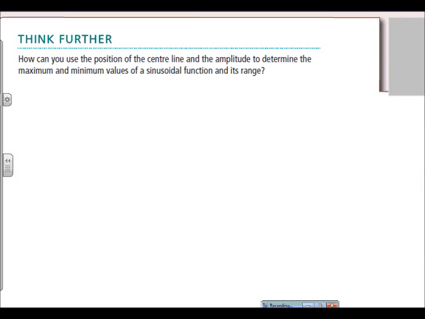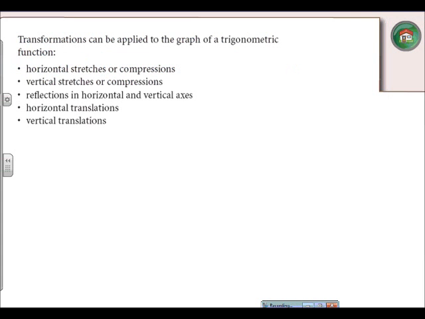Now, a really important question here, because this actually gets asked on your diploma. If you're given the center line, the midline, and you're given the amplitude, how can you find the max and the min values? Okay? And in essence, find its range.